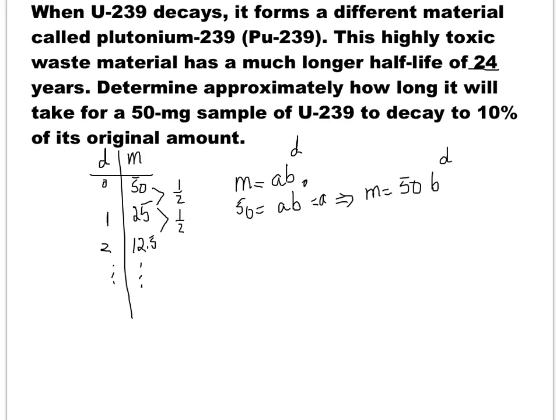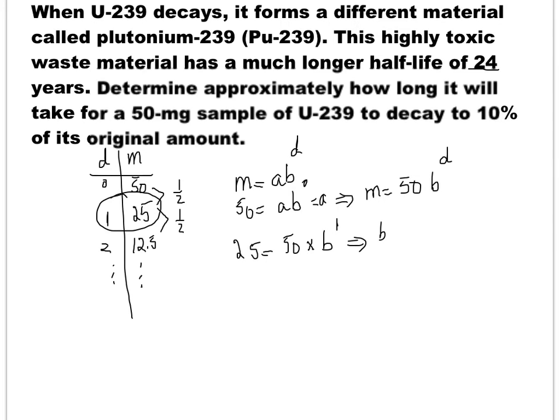To find B, I'm going to pick another value from the table of values. Let's say D equal to 1. Then we know when D is equal to 1, we have only 25 milligrams. So we're going to have 25 is equal to 50 times B exponent 1, because D is 1. From here, I get B is 25 over 50, which is going to be 1 over 2.